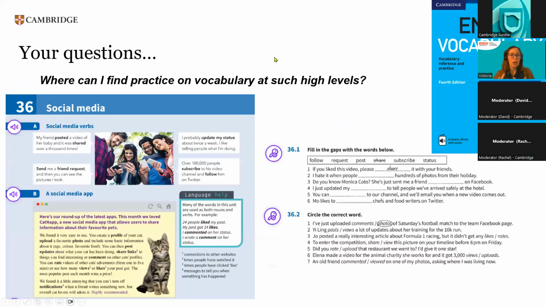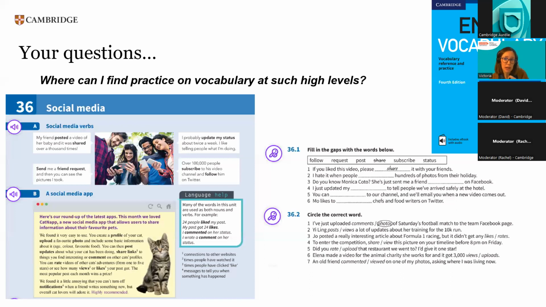And then there were quite a lot of questions about how to practice vocab and grammar and language at such high levels. Well, you can practice vocabulary using, for example, English Vocabulary in Use. It is one of our learning tools, learning material, and there you can find a variety of topics, and also you can practice or improve your knowledge of word formation, compound words, phrasal verbs, varieties of English. So there is a lot there for you.